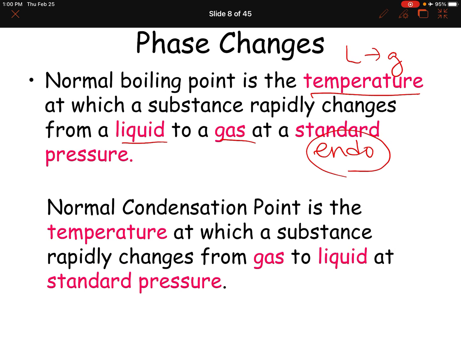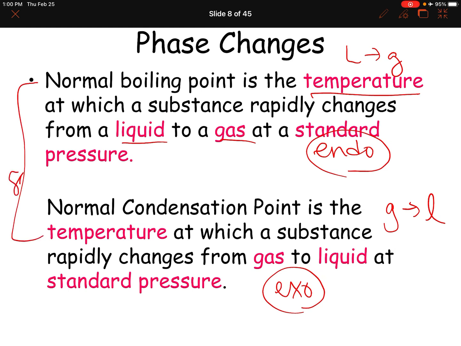Condensation is the temperature at which a substance goes from gas to liquid at standard pressure. So gas to liquid is giving off heat. This is an exothermic process. The boiling point and the condensation point will be the same temperature.